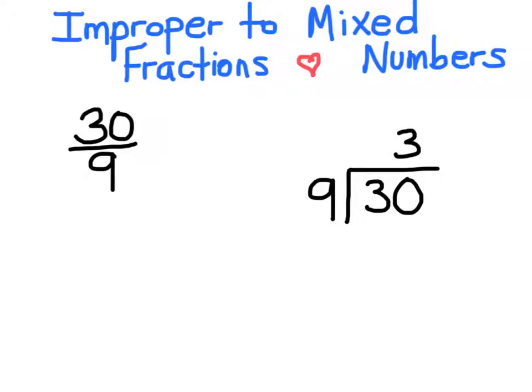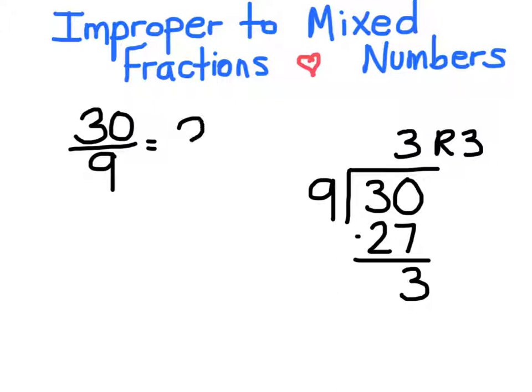3 times 9 is 27. Subtract, and that leaves you with 3. So your remainder is 3. So if you remember, this number here ends up being your whole number. So that's 3 wholes. And then this number here, the remainder, ends up being how many parts you have left. So that ends up being your fraction. So you have 3 left, and your denominator is 9.